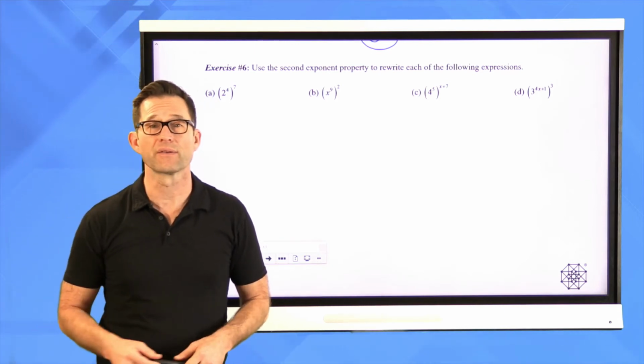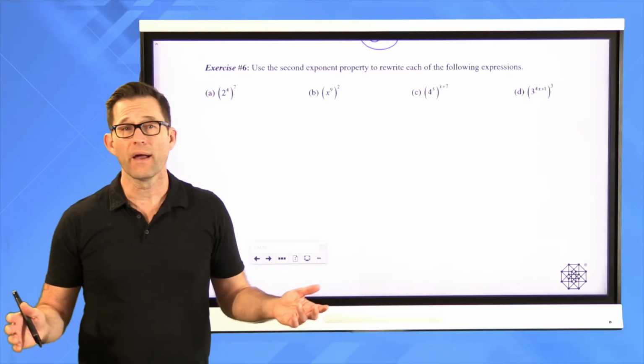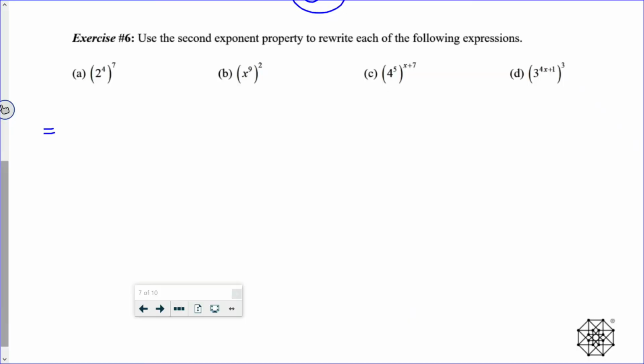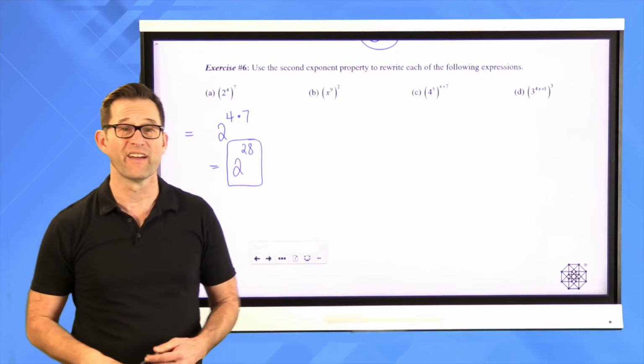Let's take a look at exercise 6. Use the second exponent property to rewrite each of the following expressions. Letter A, 2 to the 4th raised to the 7th. All right, well again, the exponent property is very clear on this. 2 to the 4th raised to the 7th is going to be 2 to the 4 times 7, and so that's going to be 2 to the 28th. I have no interest in figuring out what 2 to the 28th is. It's an enormous number. We're just going to leave it like that.